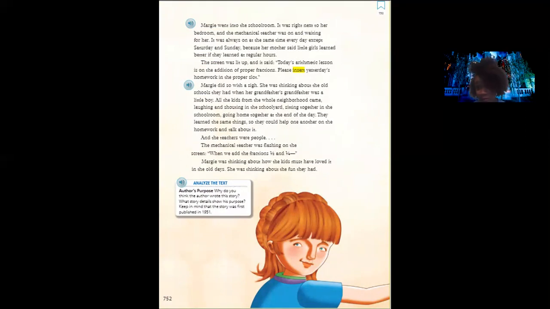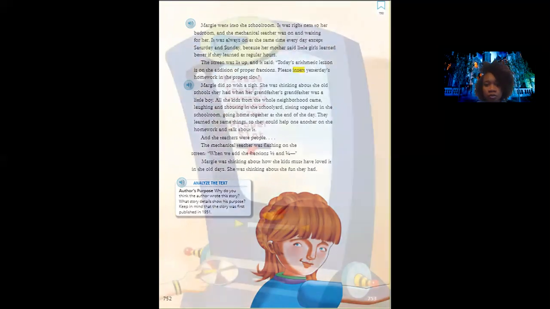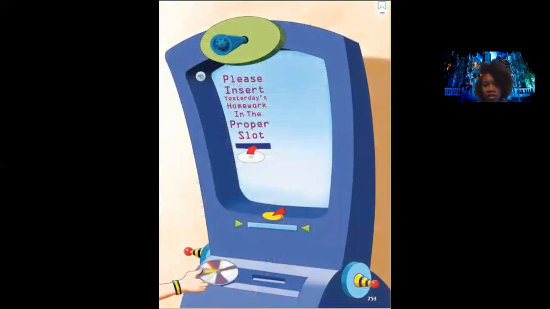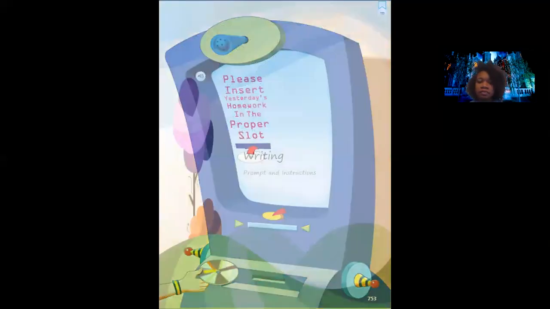It was before my parents were born. So let's go through, and then you see the picture. Please insert yesterday's homework in the proper slot.